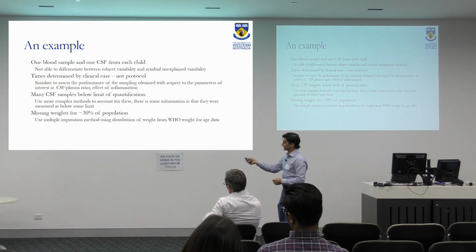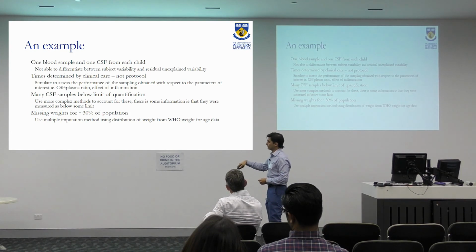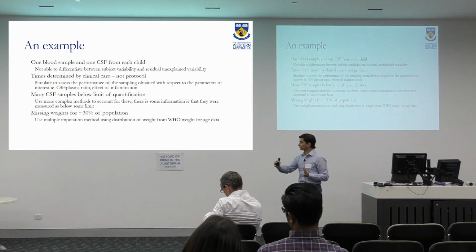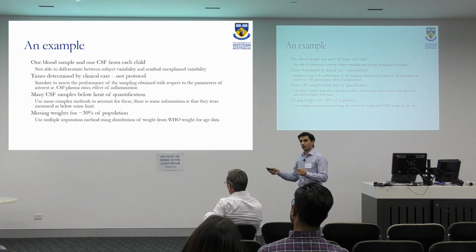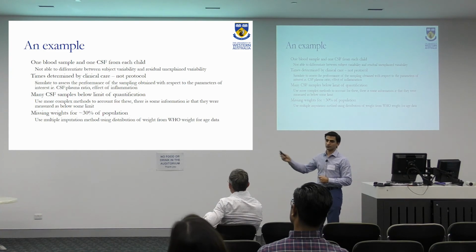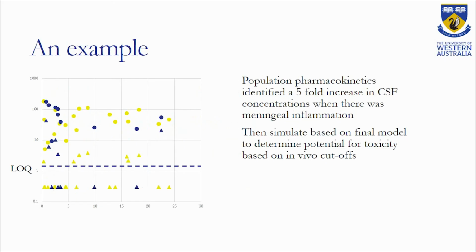And finally, for the missing weights, we used a multiple imputation method using the distribution of weight based on WHO weight for age tables as well. So I spent more time checking the result than I did actually running the model of 30 samples. And this is the answer that we got. The answer was that in those with meningeal inflammation, the expected concentration of Artemether was 5 times higher than those without.